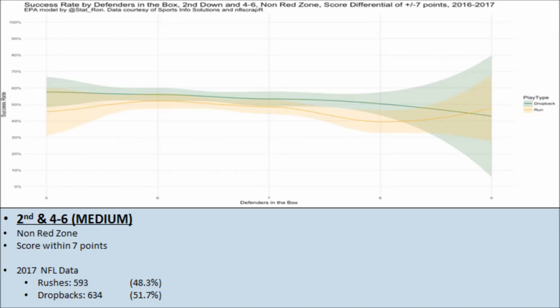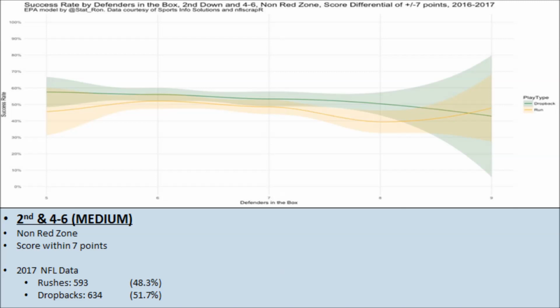2nd and medium, things get a little bit different. You'll notice that the width of these bands around these lines begin merging into one another, and these bands represent confidence intervals. So basically, how confident can we be that the number that we're showing with our line is accurate? And so the fact that they're bleeding over into one another means that we can't truly significantly tell you that one is better than the other.